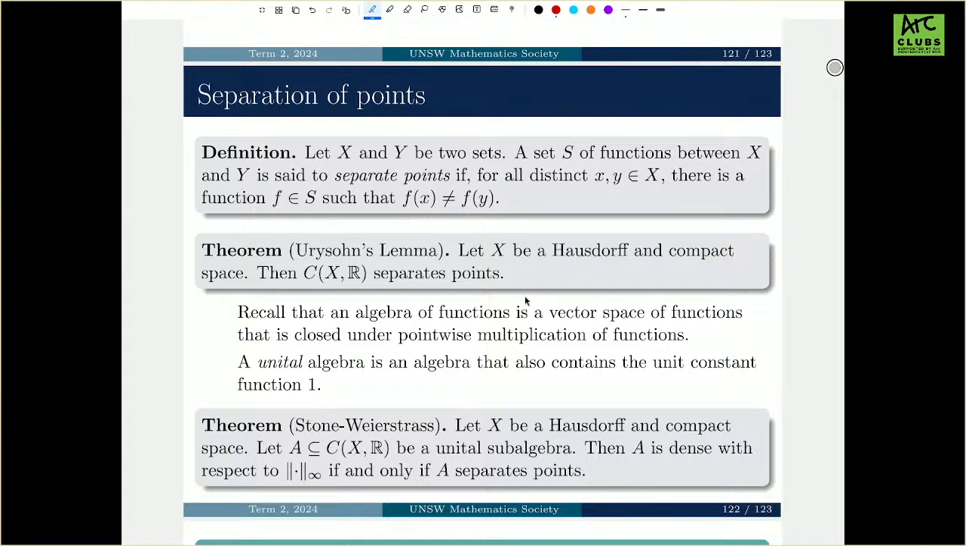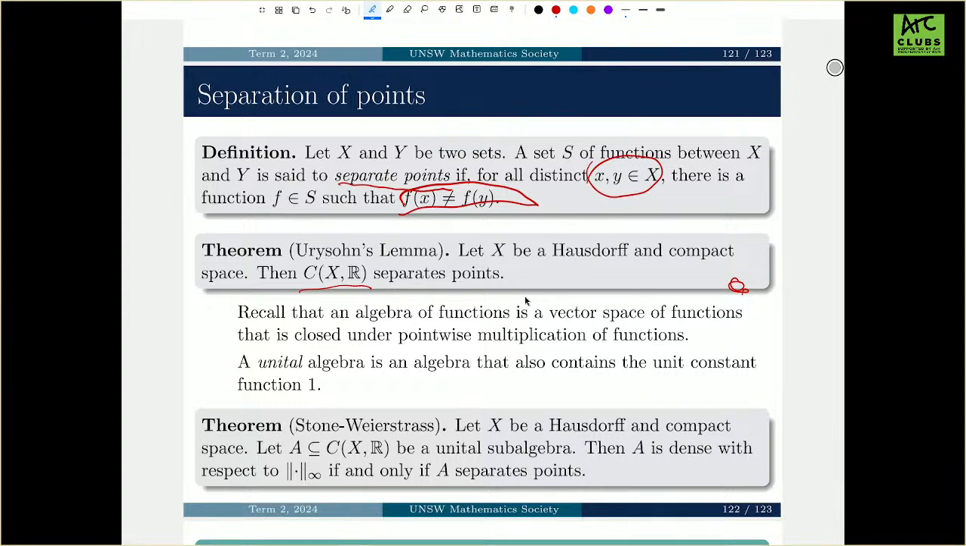Okay, so moving on to separation of points. Let X and Y be two sets. A set of functions between X and Y is said to separate points if for any distinct pair of points in X, there is a function in the set with different values at those two points. And here's another theorem. Let X be Hausdorff and compact. Then continuous functions from X to the reals separate points.